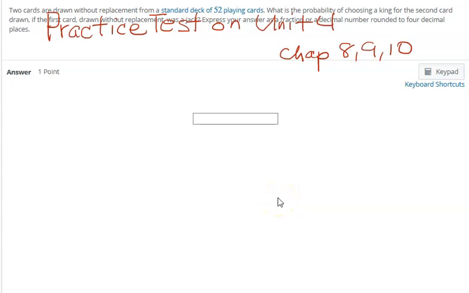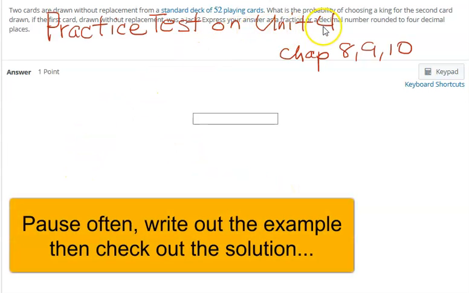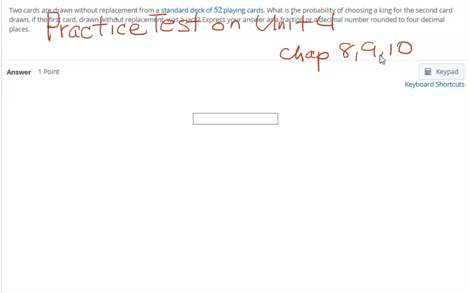This is a practice test on Unit 4, dealing with items from chapters 8, 9, and 10. And again, we'll follow, or strongly suggest you use, the protocol of pausing the tape frequently, reading the example, giving it a shot ahead of time, and then reviewing it as you continue listening and watching the video.